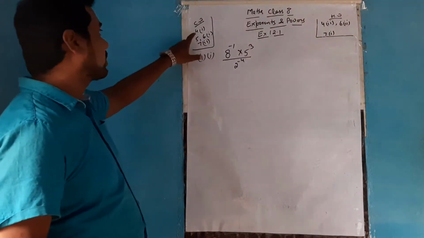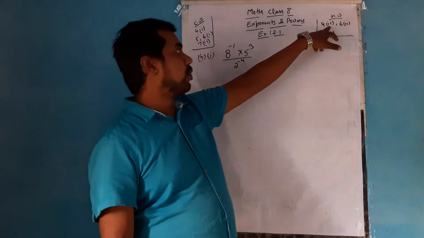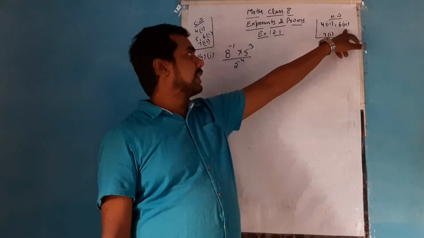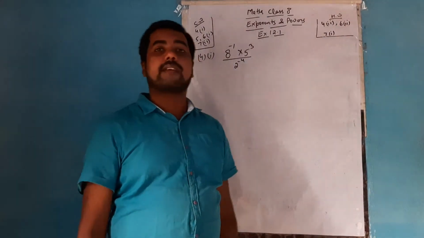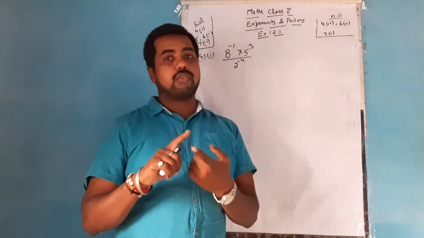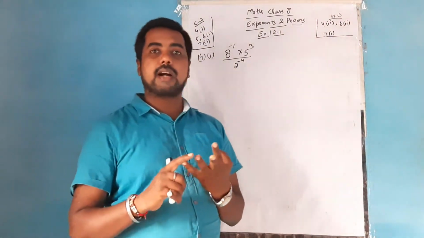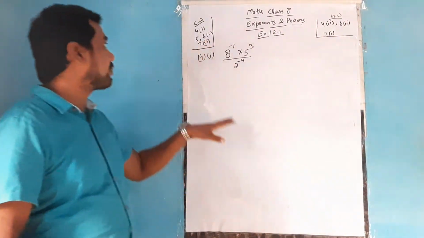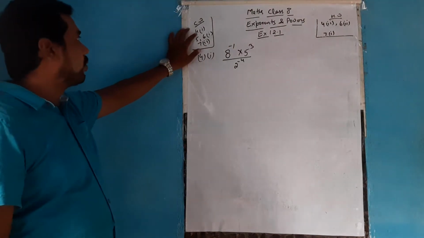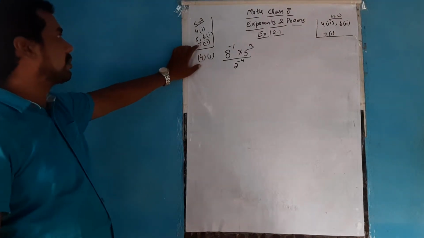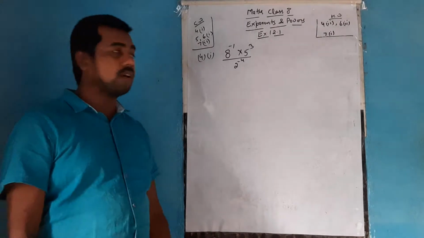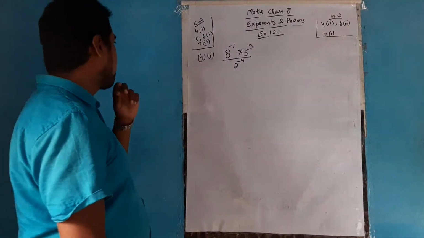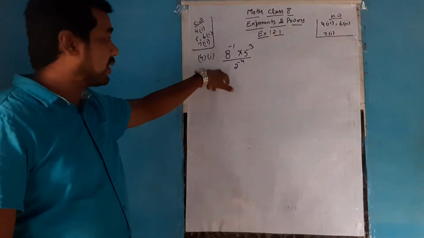Now, the homework is question number 4 second part, question number 6 second part, and question number 7 first part. 4th second part, 6th second part, and 7th first part are homework, and whatever is left, 4th first part, 5th, 6th first part, and 7th second part, will be classwork. So today I will solve this 4th question. Here is the 4th first part.